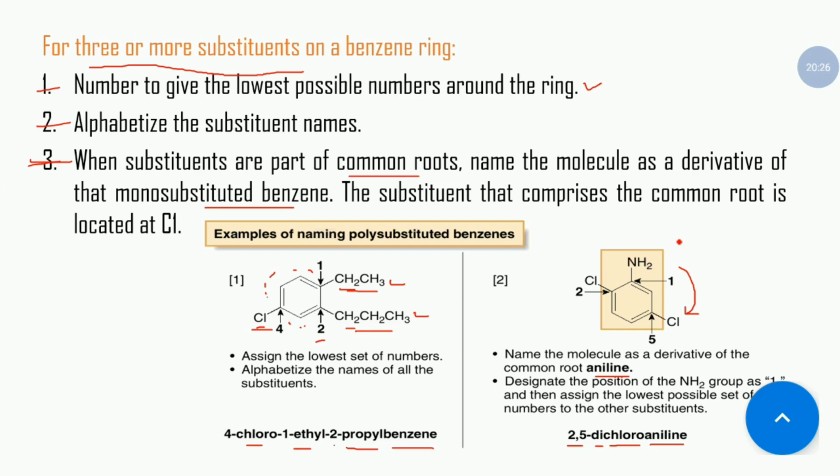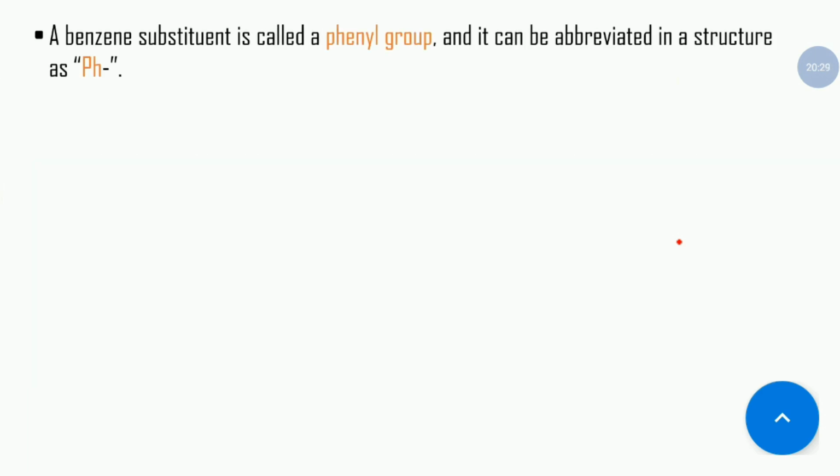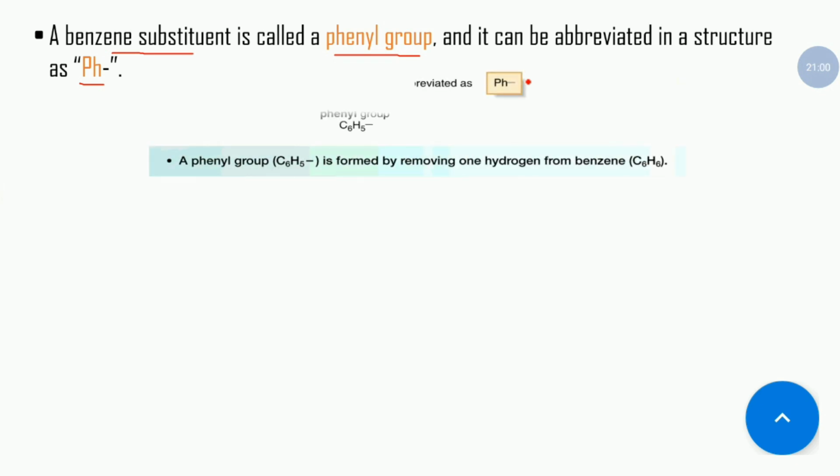Okay. Next, a benzene substituent. Suppose a benzene substituent is there. Benzene substituent means benzene itself is playing a substituent role. In that case we call it a phenyl group. It's called a phenyl group, and it is represented as Ph dash, means single bond dash. So when benzene becomes a substituent, for example, here it is.